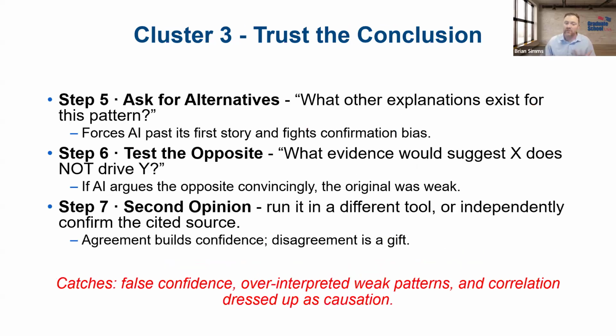The last cluster, if you can even make it this far with it, because I bet you'll catch something in those first four, is all about its conclusion. Okay, maybe it passed cluster one and cluster two, but here's a good list of things to be thinking about if it does happen to make it through those first two stage gates. Challenging your AI: are there alternatives for this conclusion? Are there other explanations possible that could explain what's going on here?